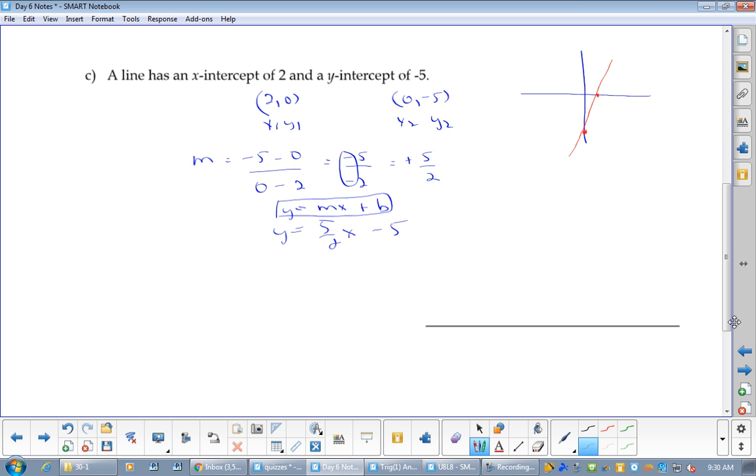Okay, what would I do to get this into general form? Okay, so that would give me 2y equals 5x minus 10. Finish it off by subtracting 2y to both sides. And I will get 0 equals 5x minus 2y minus 10.